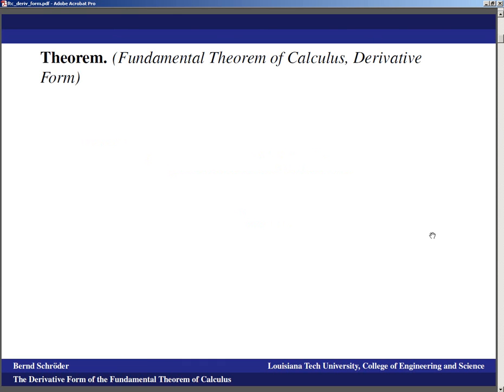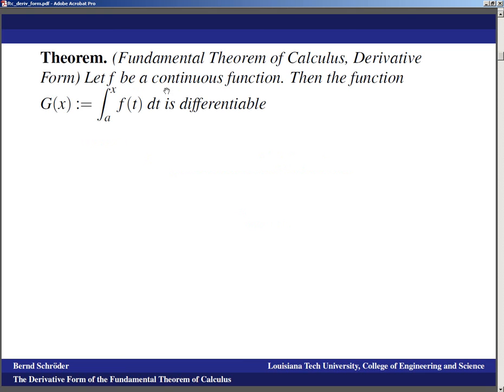So the fundamental theorem of calculus in the derivative form says the following. If you take a continuous function, and this could be any crazy function, just has to be continuous, then the function capital G of x, which is the integral from a to x of f of t dt, is differentiable. So this is a function of x. A is a fixed number. And what you do is you just integrate f of t from a to x, and whatever number you get there, that's your G.